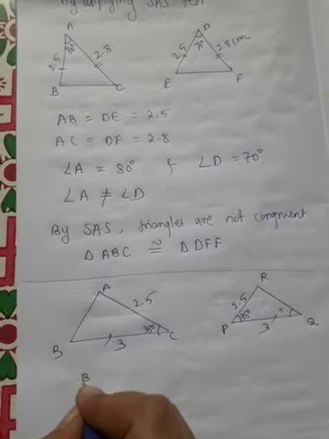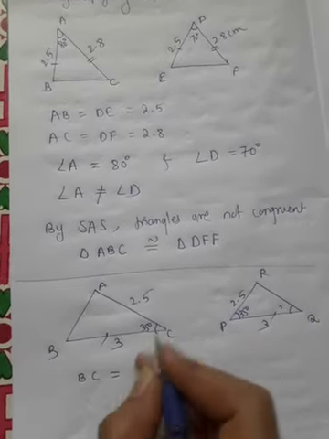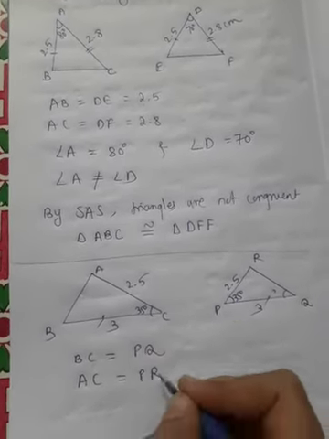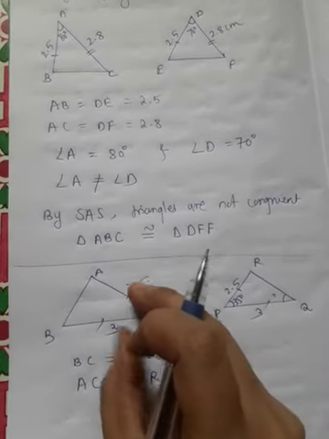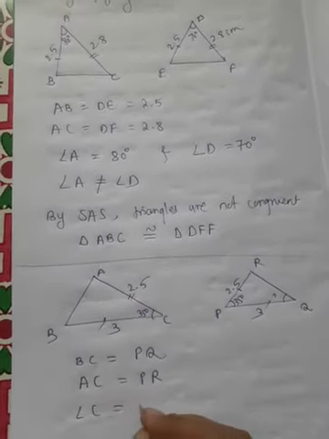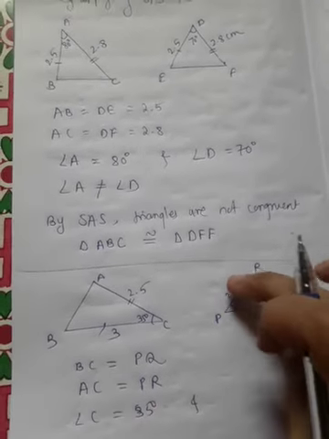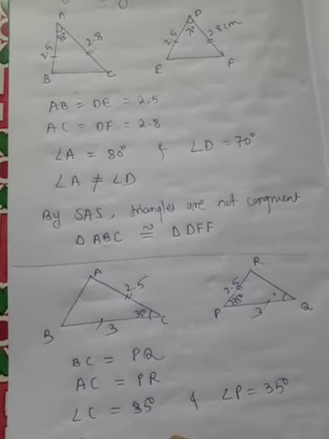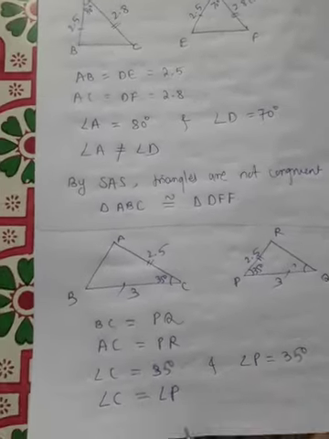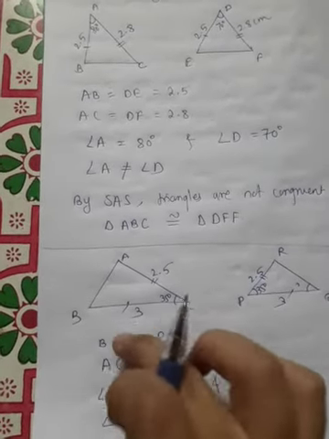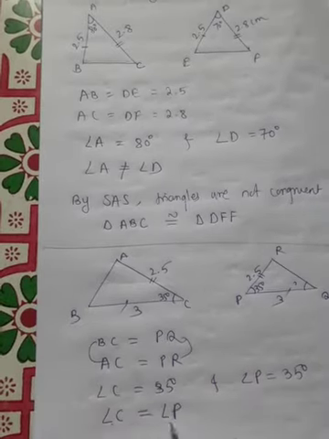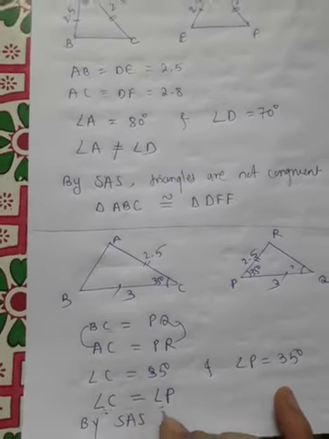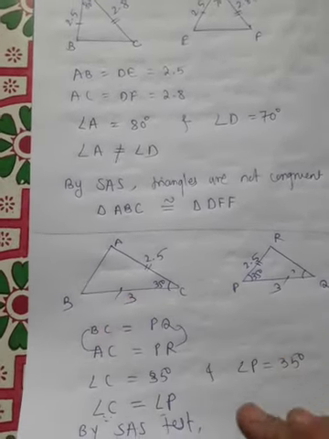Here BC is equal to PQ. Again these two sides, AC is equal to PR. And now see, angle included between these two sides, angle C is equal to 35 degree, and angle included between these two sides, that is angle P, is also 35 degree. So here angle C is equal to angle P. So two sides and angle included between them are equal. So by SAS test, these two triangles are congruent.